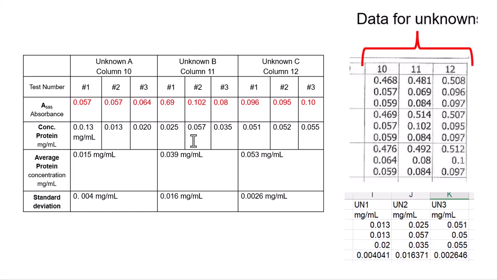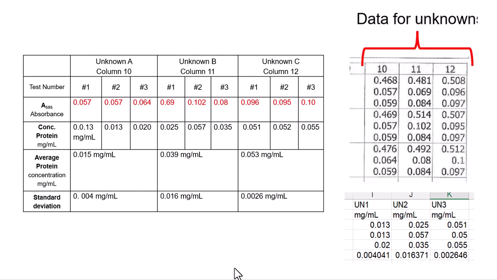So this data gets put into the Excel spreadsheet, go click a box below it, pull up the function, get the standard deviation, which is actually in milligrams per milliliter. And that's what gets entered here. So for the lab report, this is it. So you see your average protein concentration for your unknown, which is what we're trying to find out, and then how reliable is that data.